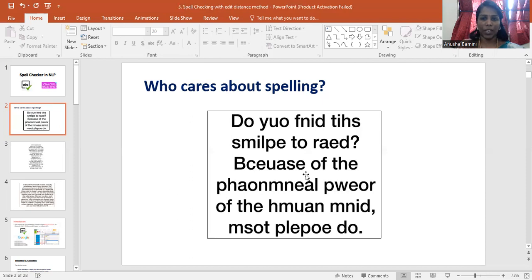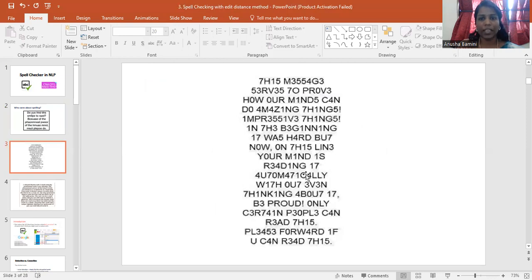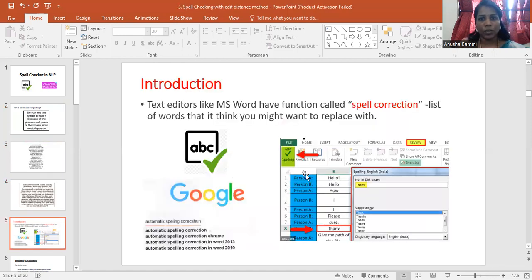But whenever we see this passage, I can read it immediately because our memory has the capacity to read the wrong words also within seconds. Like that, if mistakes are present in particular statements, we can easily identify them using NLP applications. In spelling correction, the best examples are MS Word spelling correction, which suggests automatic correction, as well as the Google spell checker. Both are the best examples.